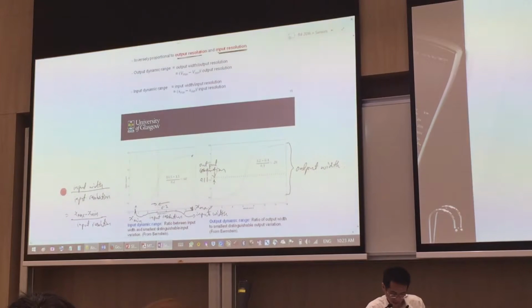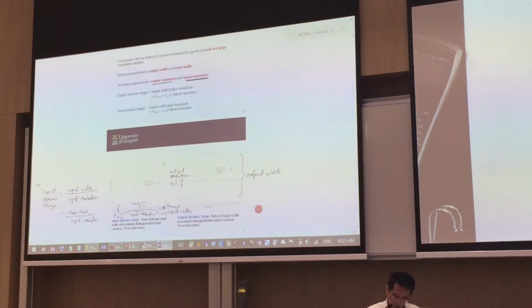Now this ratio has a certain meaning. This is what we call the input dynamic range. So these are just terms here, definitions. So if you were to be asked, what is the input dynamic range of a certain sensor, even with certain values, you would know that you need to take the input width divided by the input resolution.